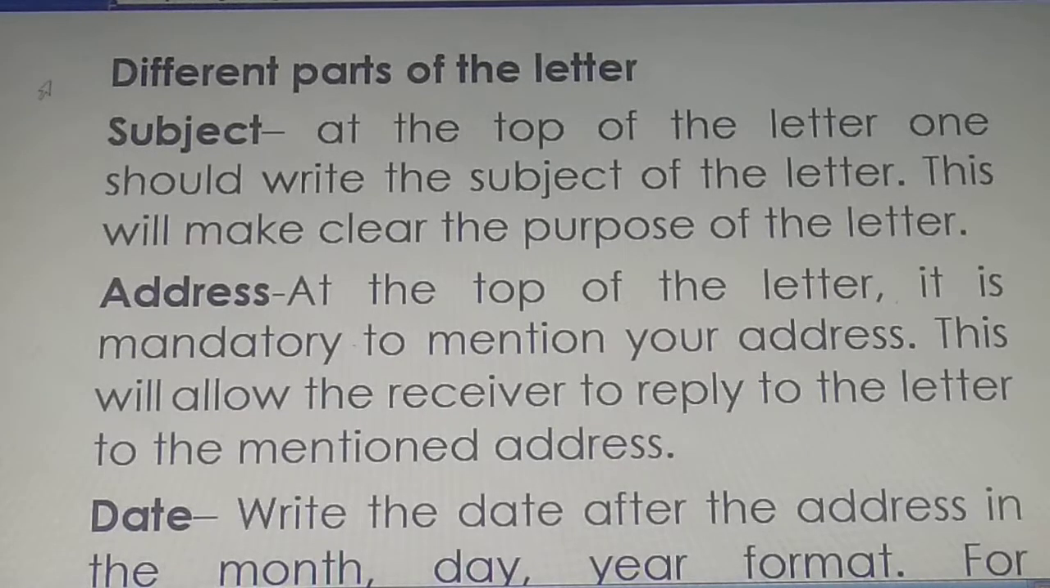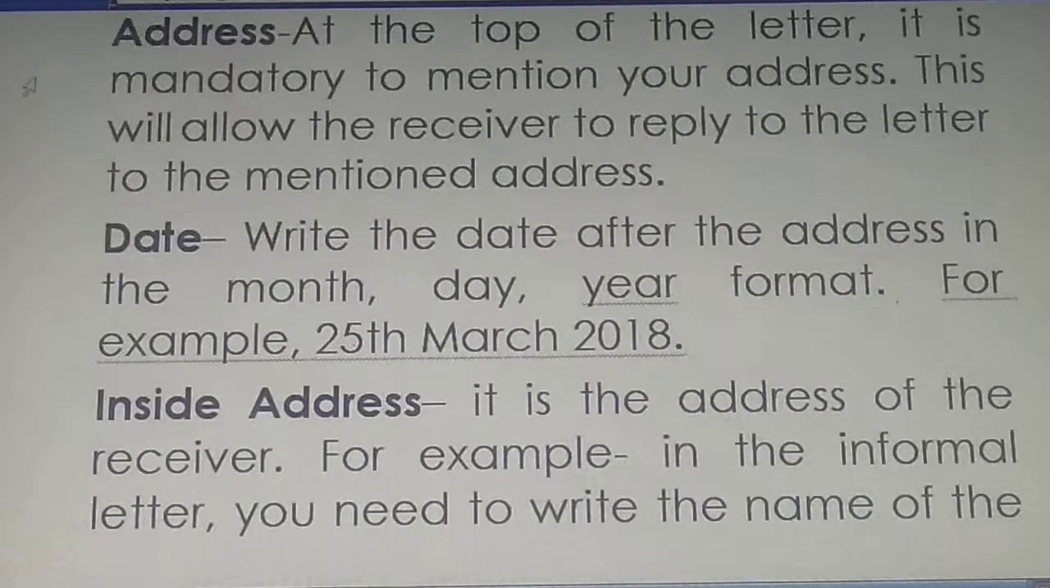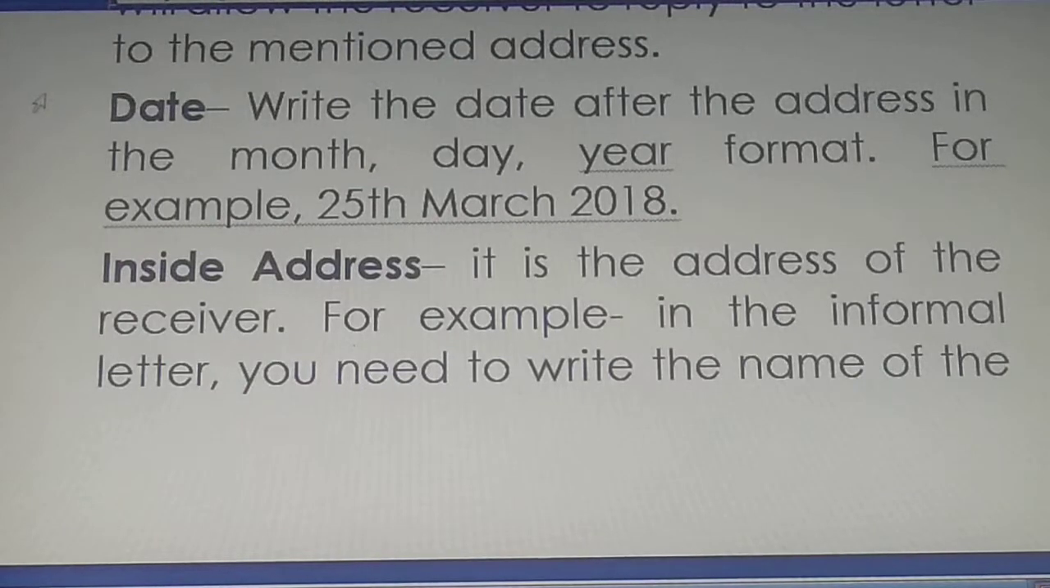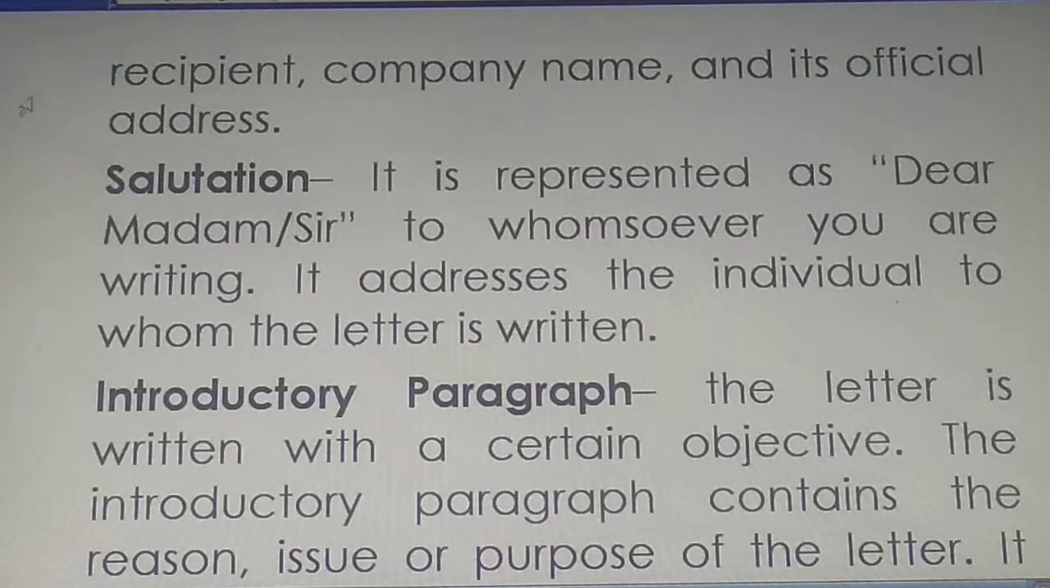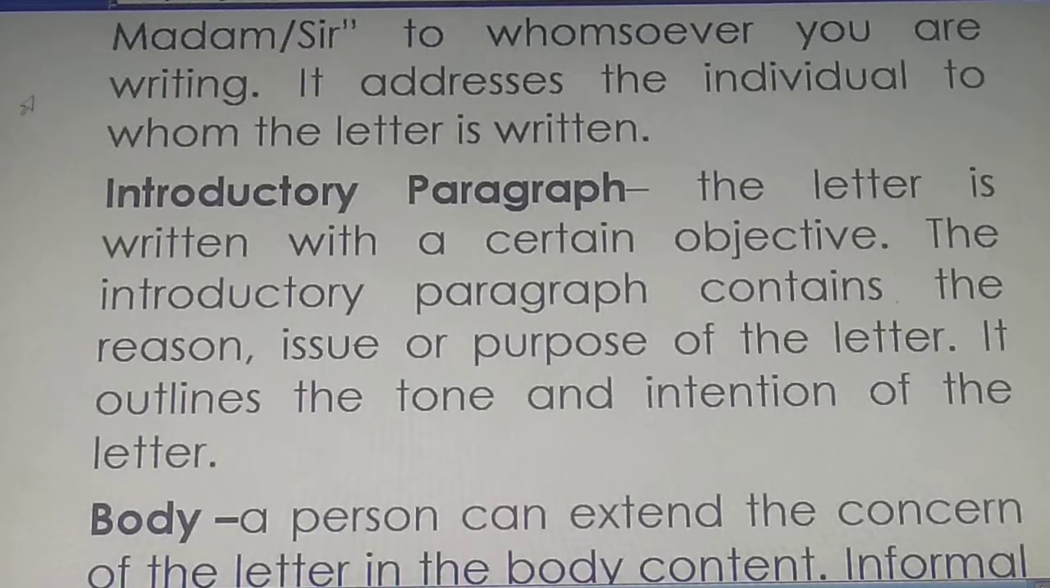First, the subject. Then comes the address at the top of the letter. Then you have to write the date, which is mandatory. How do you write it? An example is given there, 25th March 2018. Then the inside address. In the formal letter, you need to write the name of the recipient. Who's the recipient? One who's receiving it. Company name and all that. Salutation. My dear friend. Dear sir. Yes, that is salutation.